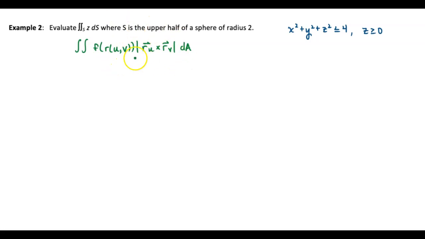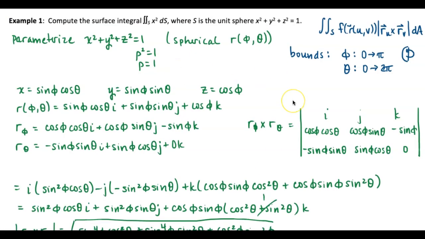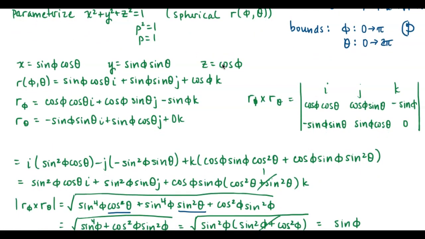And the most difficult part of this was to find the magnitude of this cross product. Now our surface, and again this is based on our surface, isn't much different here. And so what we're going to do is copy and paste everything that we did from example 1 as far as this cross product went, and let's look at that.